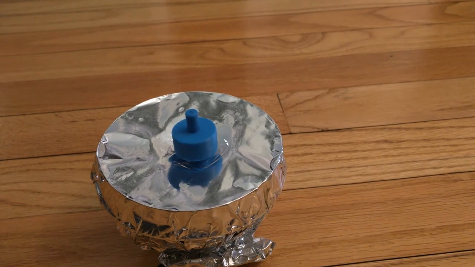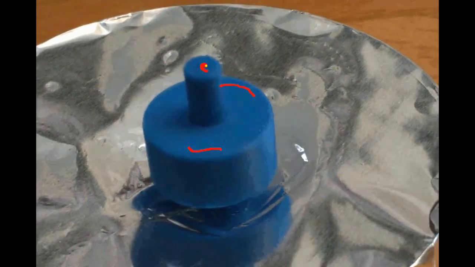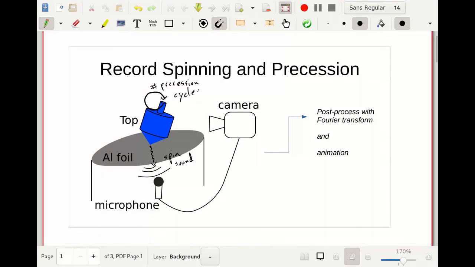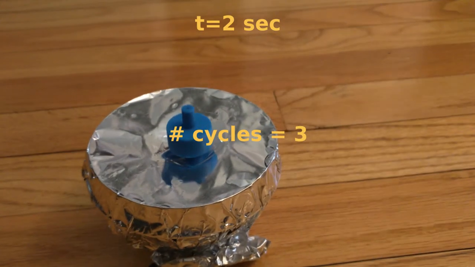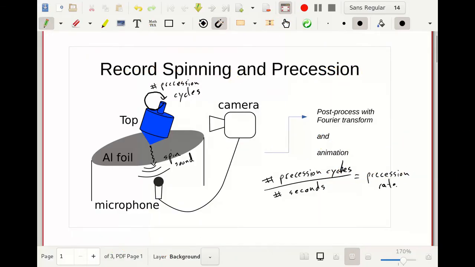And then from the camera footage, we can look at the number of precession cycles. We can look at how many times it moves around in a circle. So we'll say number of precession cycles divided by number of seconds. And this gives us our precession rate. This is a way that we can measure and actually relate precession and how quickly this object is spinning.